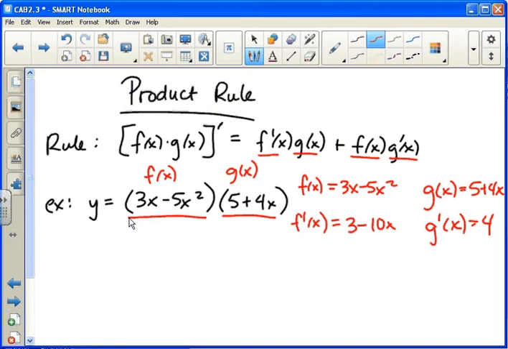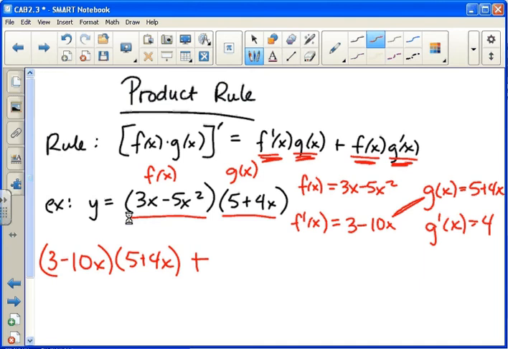So now I have all 4 of the pieces they asked me for. And if you notice the way I wrote it, which was on purpose, you basically end up just cross-multiplying. Because first it asked for f prime times g, so I just do these two multiplied. F prime times g. And I get 3 minus 10x times 5 plus 4x. And then I add f times g prime. So I multiply these two together, and I get 3x minus 5x squared times 4.